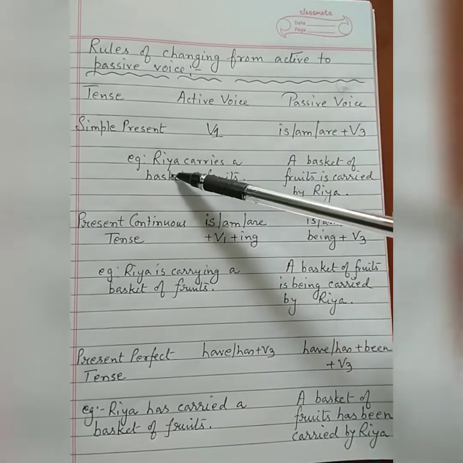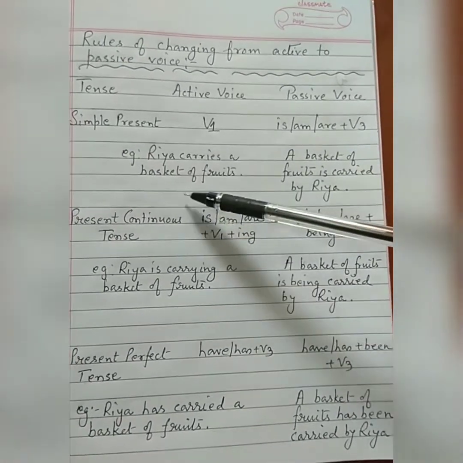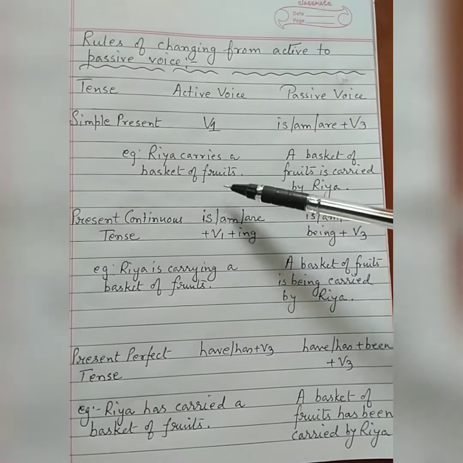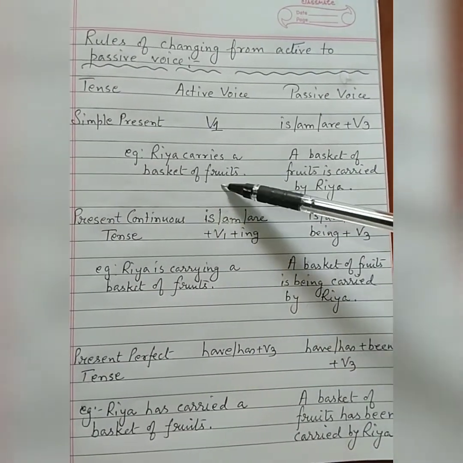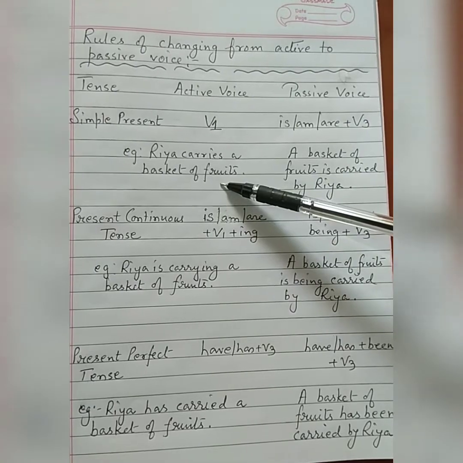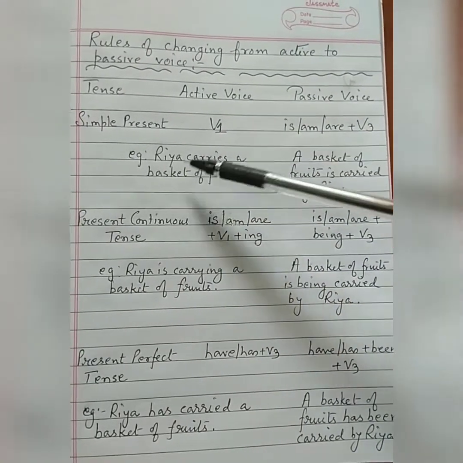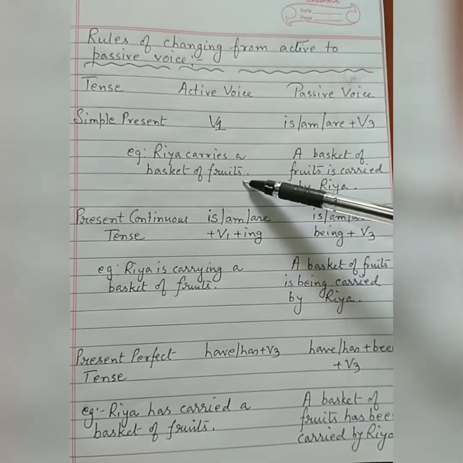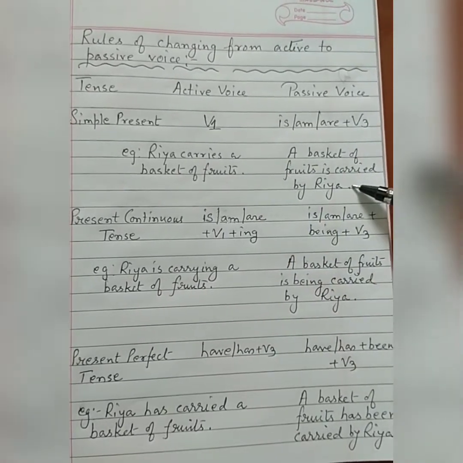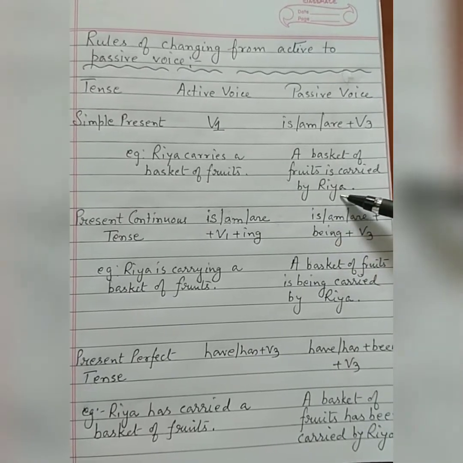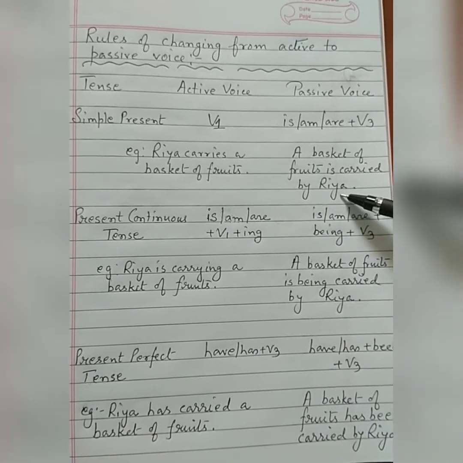Okay. Now let me tell the example. Ria carries a basket of fruits. So Ria is the subject here. A basket of fruits, this is the object. Carries is the verb. So let me change. The object will come first, which is a basket of fruits. So, a basket of fruits is carried by Ria. The subject Ria came last in the passive voice.